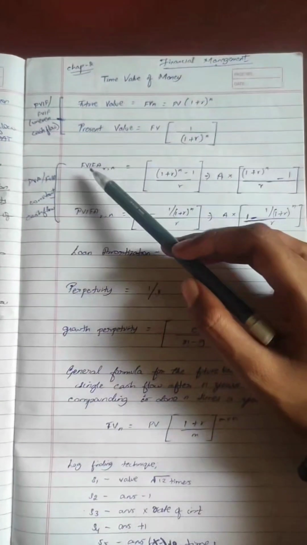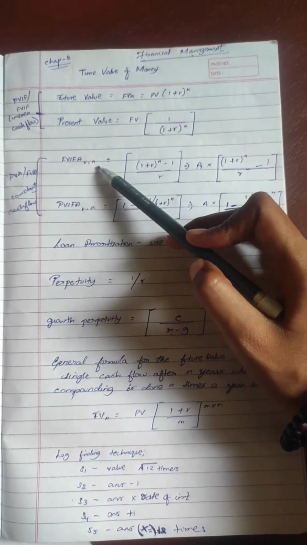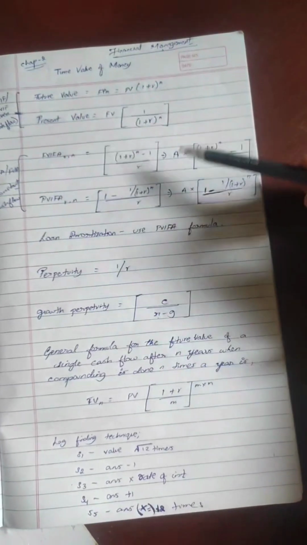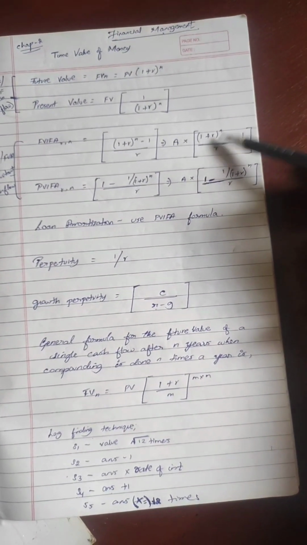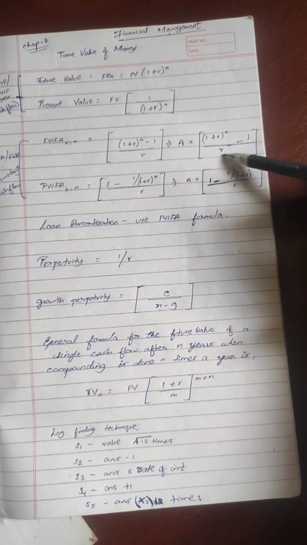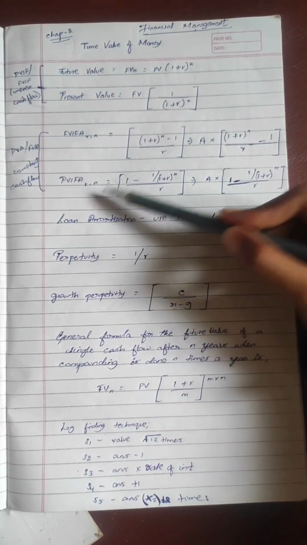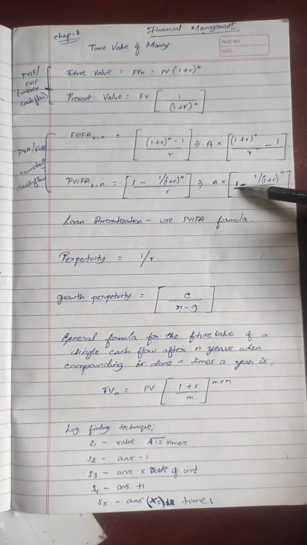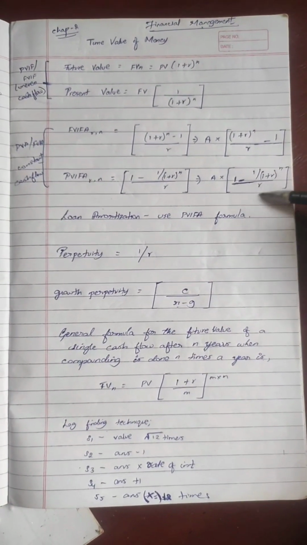And next, future value interest factor annuity. R stands for rate of interest and N stands for number of years. FVIFA equals annuity amount into ((1 plus R) whole power N minus 1) divided by R. And present value interest factor annuity equals annuity into (1 minus 1 divided by (1 plus R) whole power N) divided by R.